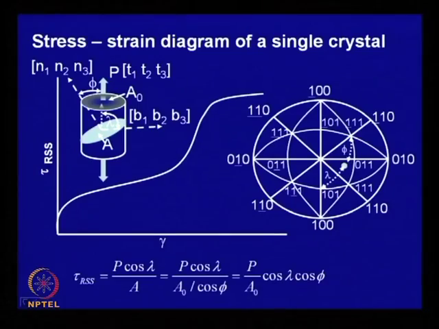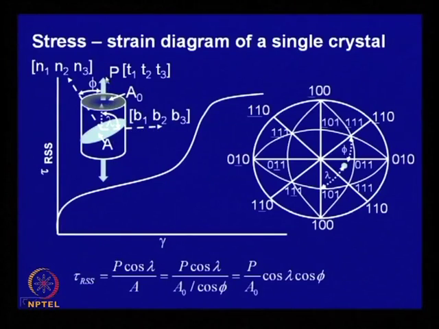Even if you apply tensile pull, you have to resolve it onto the slip plane along the slip direction. How do you do it? Say suppose this is the pull, P is the pull. Basically, you try and find out its components. So, one component of the force is along the direction of the slip vector.